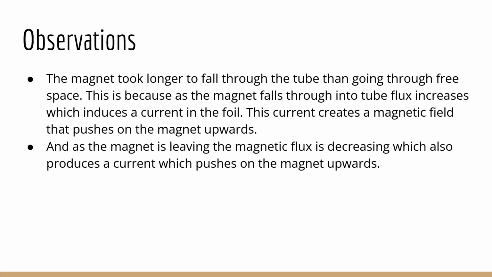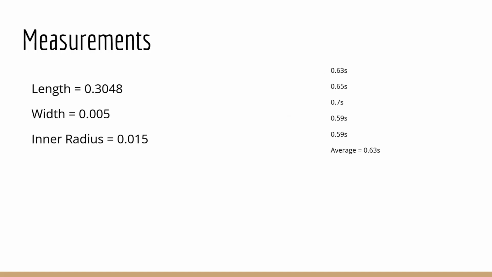Observations. The magnet took longer to fall through the tube than going through free space. This is because as the magnet falls into the tube, flux increases, which induces a current in the foil. This current creates a magnetic field that pushes on the magnet upwards. And as the magnet is leaving, the magnetic flux is decreasing, which also produces a current which pushes the magnet upwards because the direction of the magnetic field changes once the magnet is moving downwards.